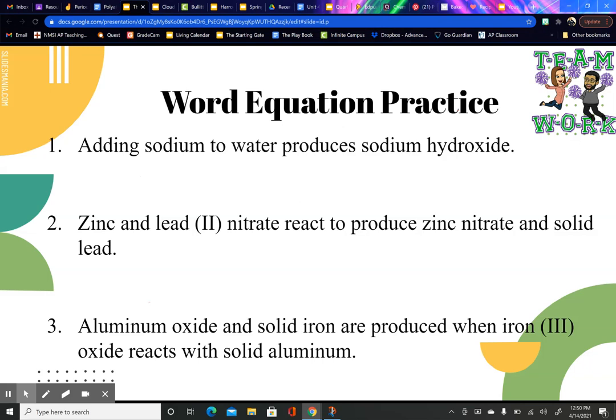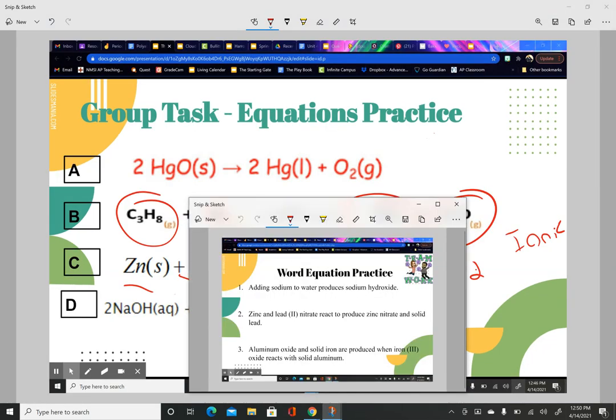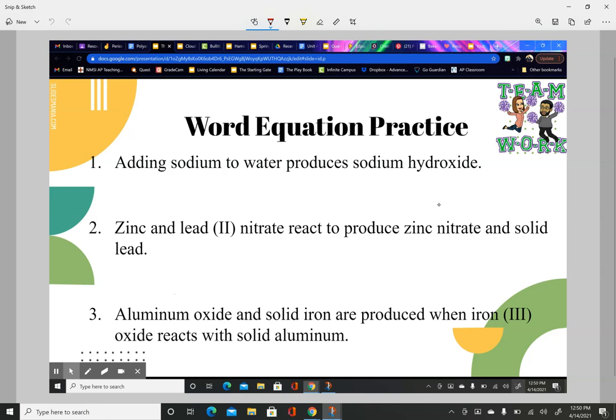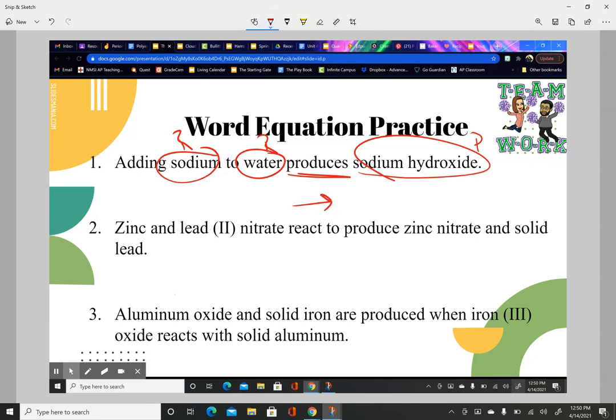So the first thing I need to look at is when adding sodium to water, it produces sodium hydroxide. So I need to start by identifying which ones are reactants and which ones are products. Since this says it produces, I know that this is a reactant and it reacts with water. So those are both reactants, and this is going to be a product. When I do these, I start by putting my arrow, and now I know which ones will go on the left and which ones will go on the right.